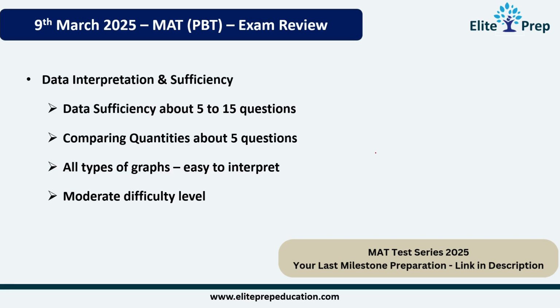The next one, data interpretation and sufficiency. Unexpectedly, some said data sufficiency had 15 questions also. So 5 to 15 was the range I got from different students. For data sufficiency, you can expect a few more questions than the usual 5, so be prepared for that. Comparing quantities, about 5 questions. There were all types of graphs in different versions of the paper. Pie charts were normally easy, they said. The graphs were not too hard, and were easy to interpret. This was a moderate difficulty level section.